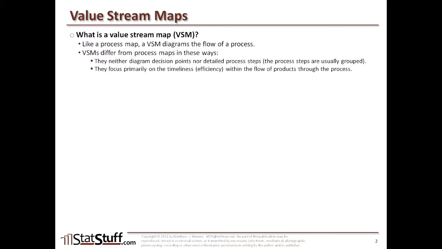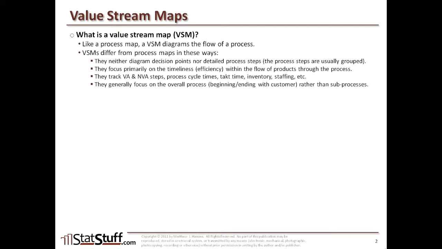Also, value stream maps focus primarily on the timeliness or the efficiency opportunities within the flow of whatever products are flowing through the process. Value stream maps also track the value-added and non-value-added steps, and also process cycle times, takt time, inventory, and staffing. All these are things that are generally not tracked within a process map itself. As well, value stream maps generally focus on the overall process, that is from beginning to end with the customer, rather than the sub-processes that typically would be mapped within a process map.